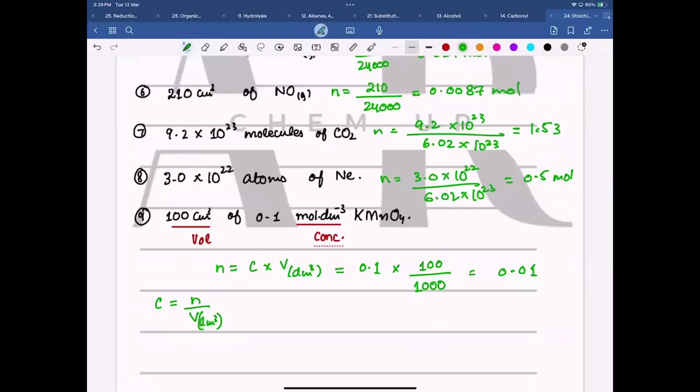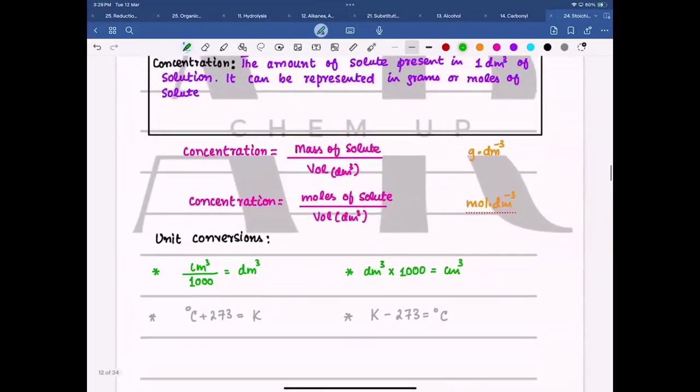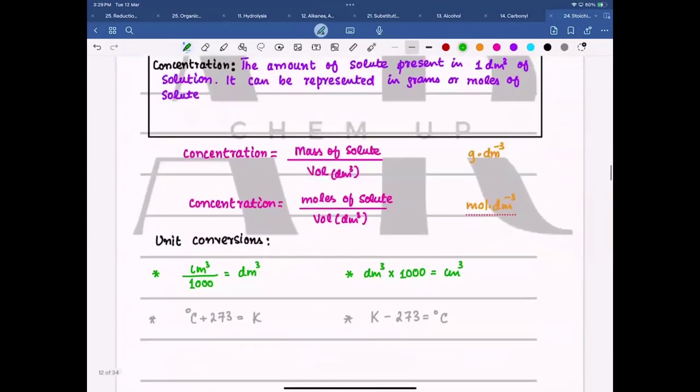तो फॉर्मूलाज में दोबारा रिपीट कर रहा हूँ। मोल इज इक्वल्स टू मास अपॉन AR और MR। मोल इज इक्वल्स टू वॉल्यूम ऑफ अ गैस डिवाइडेड बाय 24 डीएम क्यूब और 24,000 सेंटीमीटर क्यूब। Third, mole is equals to number of particles divided by Avogadro's number. And the fourth one, number of moles is equals to concentration times volume in decimeter cube. अच्छा, वॉल्यूम ऑफ गैस वाला फॉर्मूला हम सिर्फ गैस के लिए यूज करते हैं, कॉन्सेंट्रेशन वाला फॉर्मूला सिर्फ सॉल्यूशंस के लिए यूज होता है, ठीक है ना?